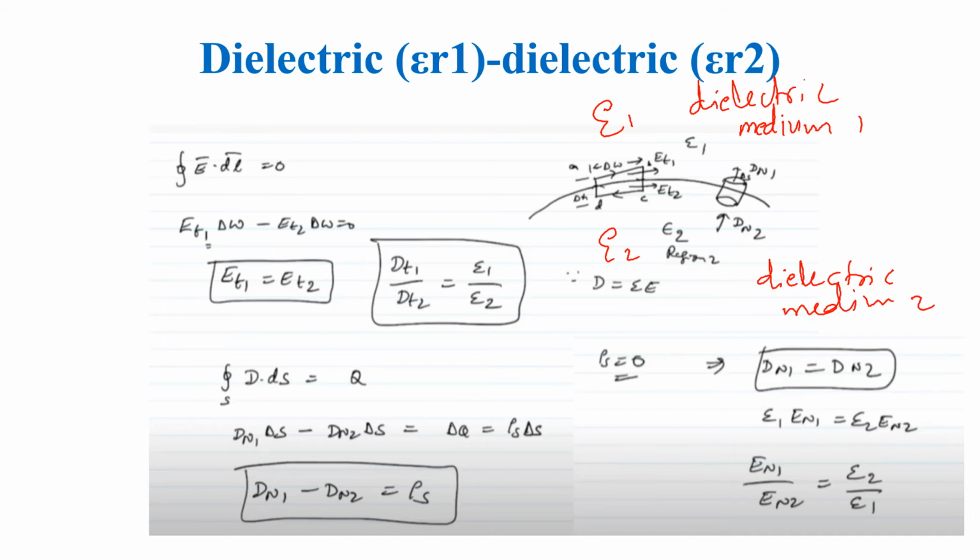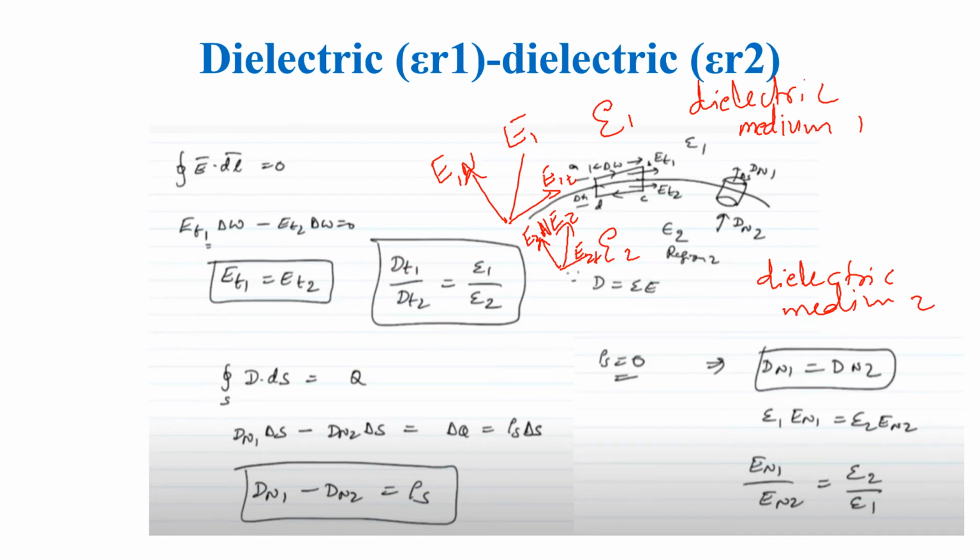So here also we can take the line integral E dot dl equal to 0, and as we discussed already, the electric field values can be divided into components. One is the tangential component. This is E1 tangential. This is E1 normal. And in the same way in the other medium, it is E2. So this is E2 tangential, and here is E2 normal.